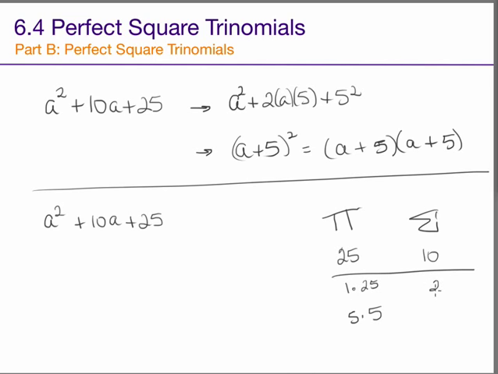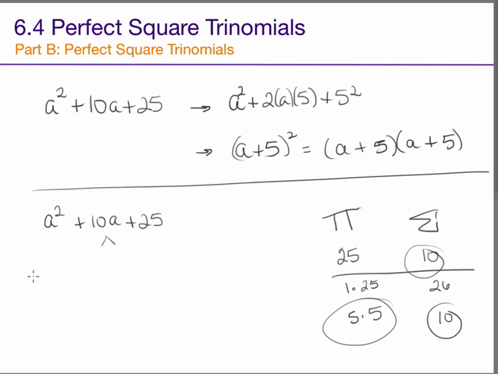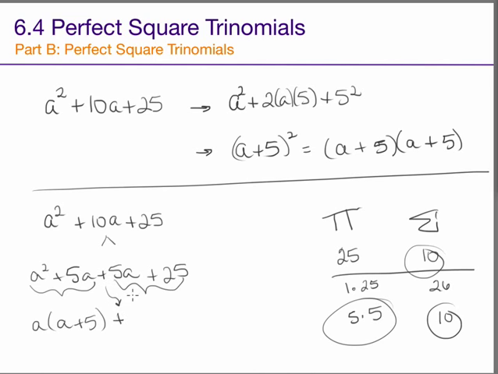1 plus 25 is 26. 5 plus 5 is 10. That's the number I want. So 10a becomes 5a plus 5a. The greatest common factor of the first two terms is a. What's left over is a plus 5. The greatest common factor of the last two terms is 5. What's left over is a plus 5.